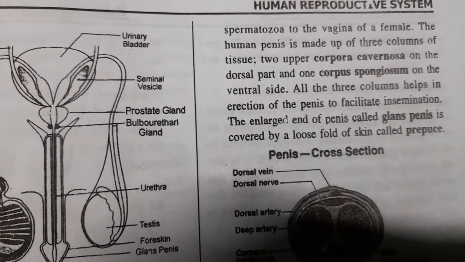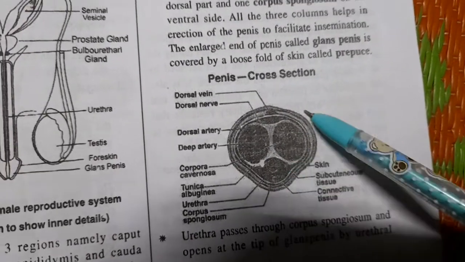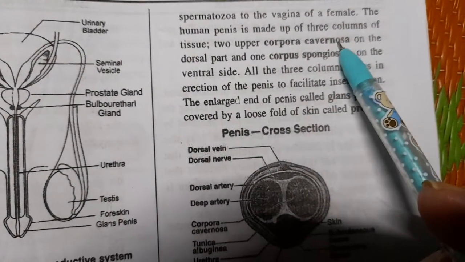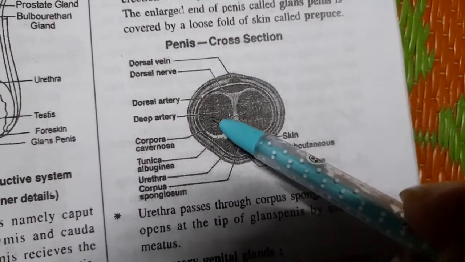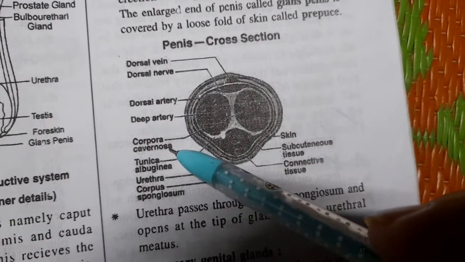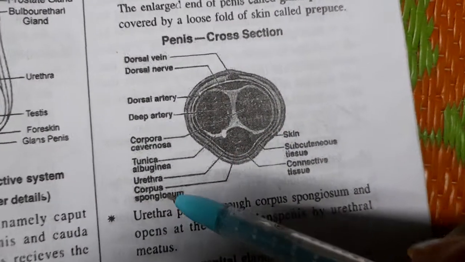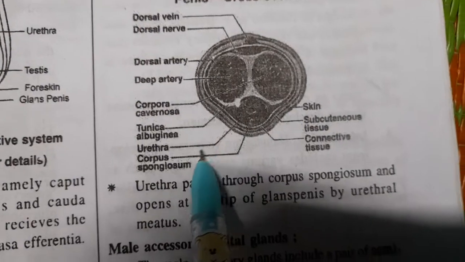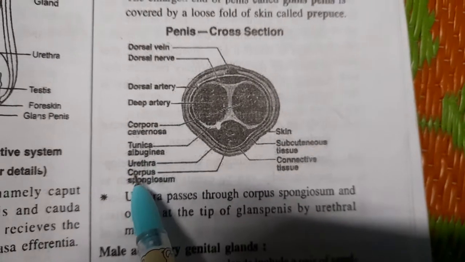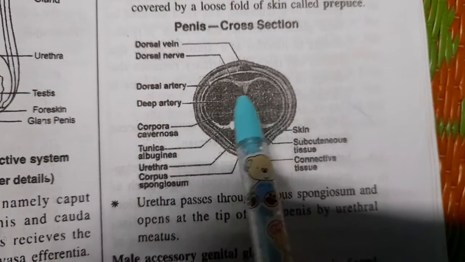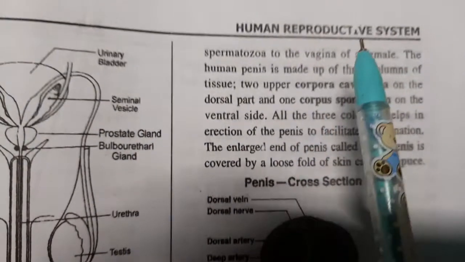The human penis is made up of three columns of tissue. You can observe here, this is one column, this is one column, this is one column. In total there are three columns of tissue, and two are corpora cavernosa. This single column present on the ventral side is called corpus spongiosum. Corpus is the singular word, corpora the plural. Corpora cavernosa are present on the dorsal side. On the ventral side there is a corpus spongiosum.